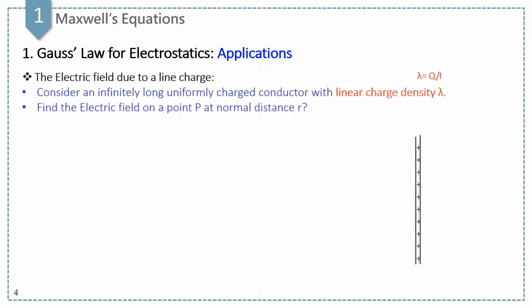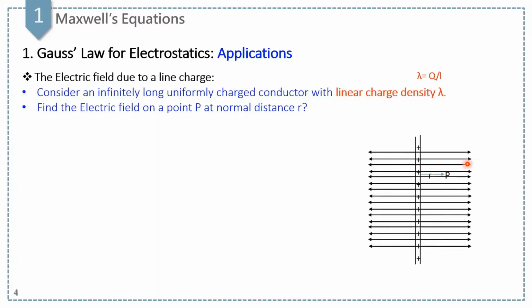In this video, we will start discussion on the applications of Gauss's law. In this regard, we first select the case of long uniformly charged conductor with linear charge density lambda. As you can see here, positive charges are uniformly distributed on a long conductor where the electric field is directed radially outward from the conductor. Let P be a point at normal distance r from the conductor where we wish to find the electric field.